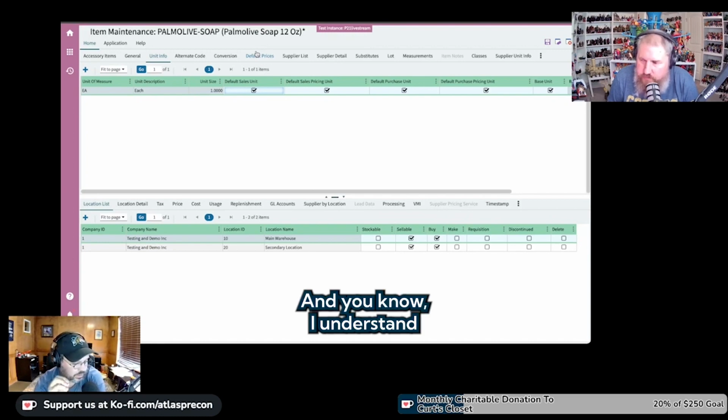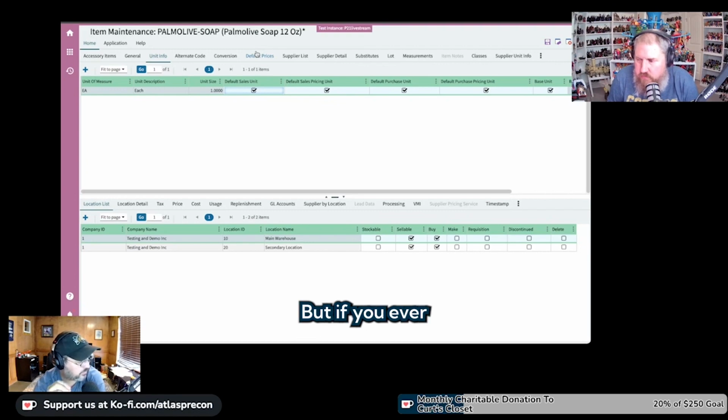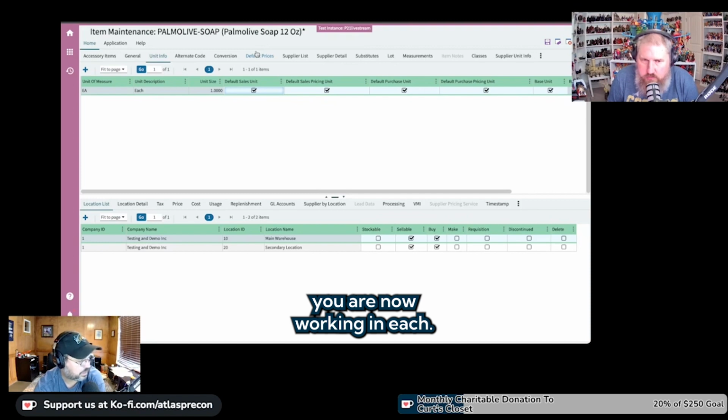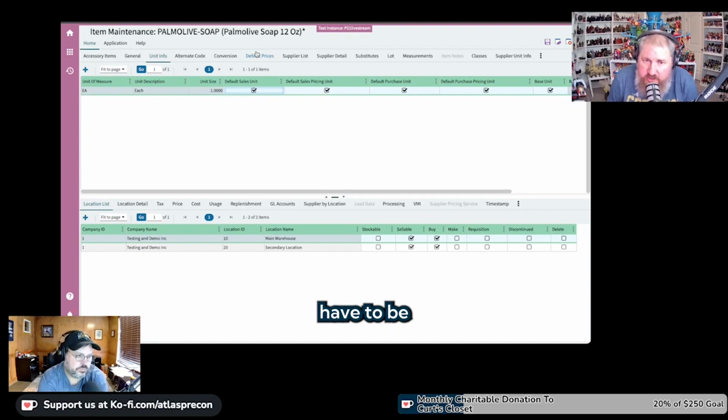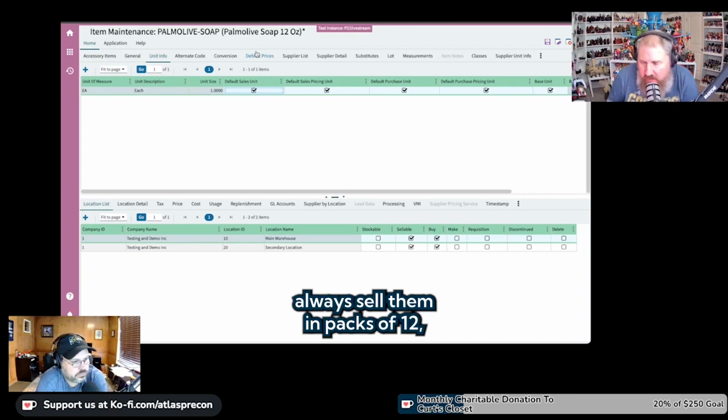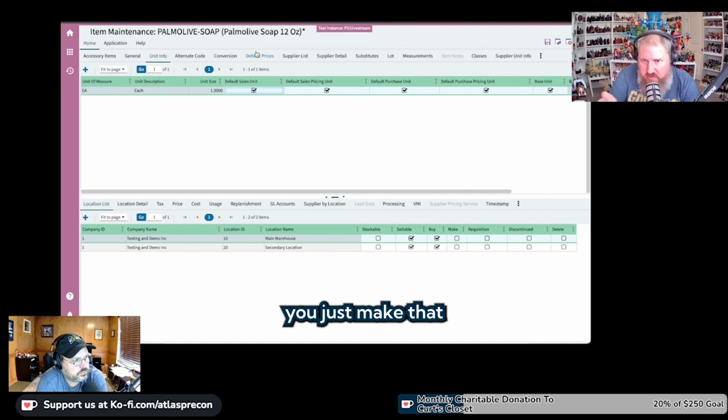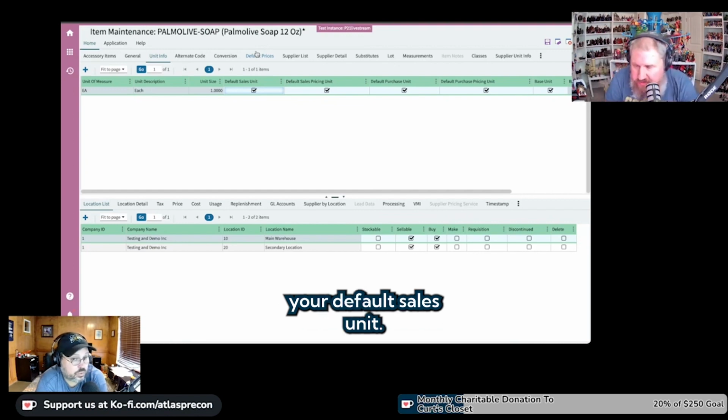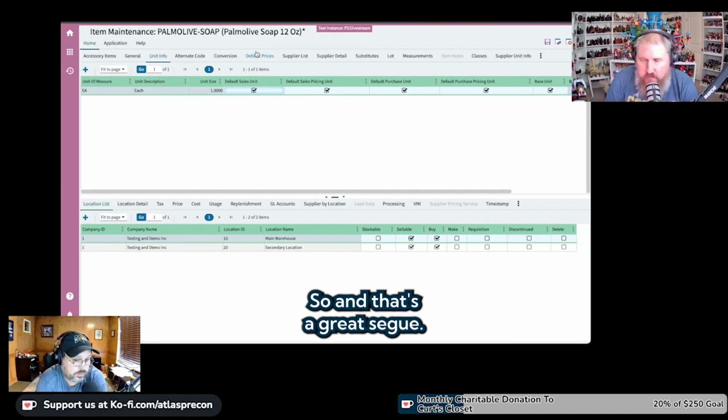I understand 9 times out of 10 that you're going to sell a pack of 12 and that's your base unit. But if you ever crack that package open, you are now working in each. Yeah, and your smallest one doesn't have to be what you sell. Because if you always sell them in packs of 12, you just make that your default sales unit. Correct. And that's a great segue.